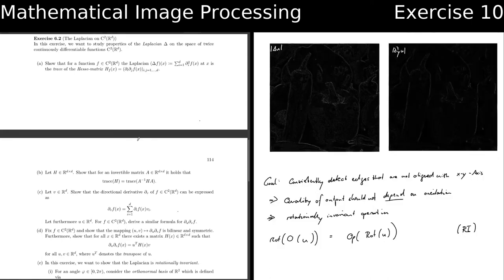So our goal is that we want to consistently detect edges that are aligned with the xy axis, and also those that are not aligned with the xy axis. So the quality of our output should not depend on the orientation of our edges. Meaning, we want a rotational invariant operation. Put into formulas, we want to have equality between the operation applied to our image U with a subsequent rotation and the application of our operation to the rotated image.